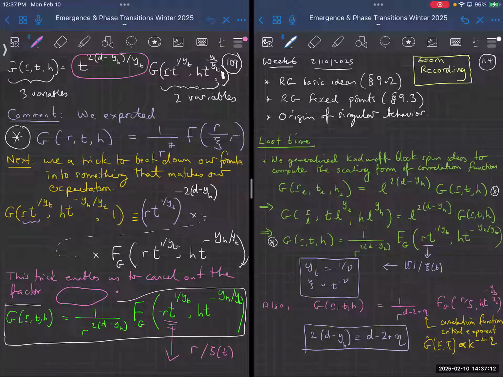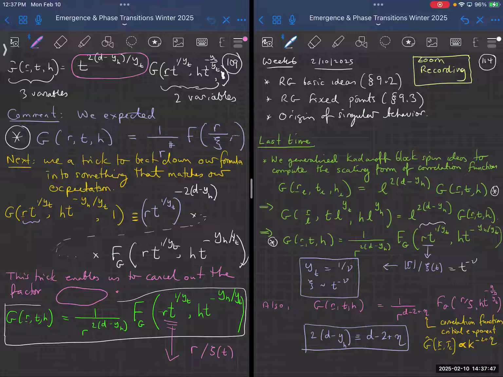The fact that the scaling function here scales with r t to the 1 over y sub t must mean that it scales as r over the correlation length in physical units. So we can read off that the correlation length scales as t to the minus nu. That's how it should scale. And that means that this exponent 1 over y sub t is actually the inverse of the correlation length exponent nu. So it is something physical that we can measure.